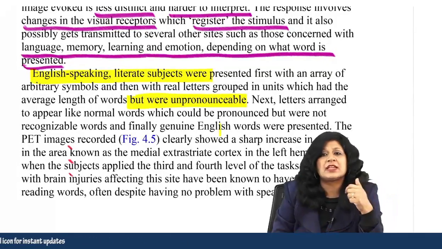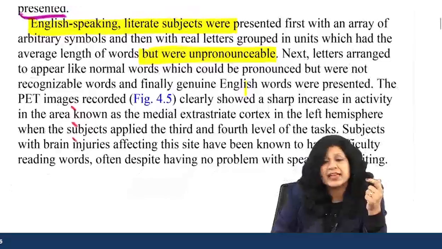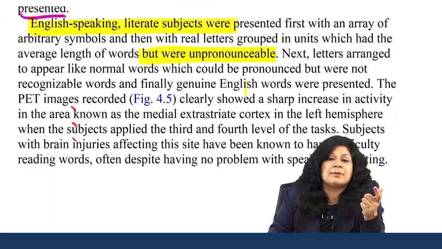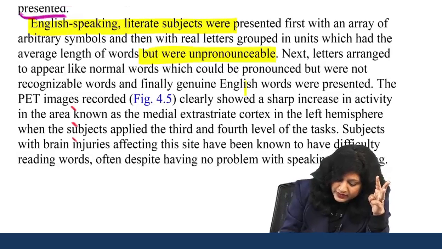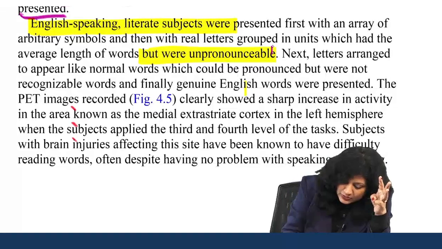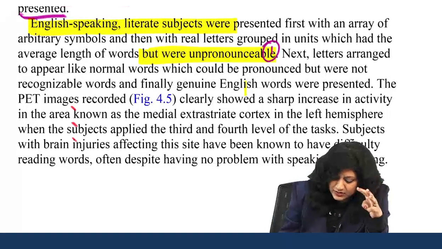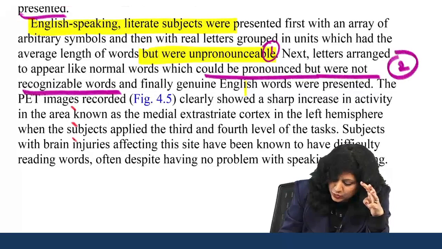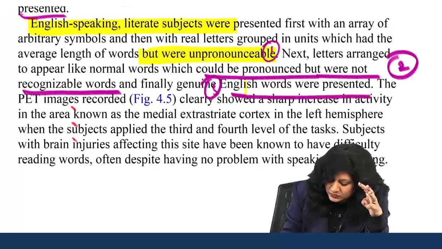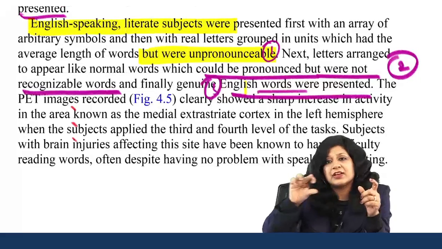So you can say an experiment was done with the people who were English speaking. They were given three sets of words. First, those words which were unpronounceable. Next, the words which were pronounceable but were not recognizable. This was the second group. And third, they were given the genuine English words. So we recorded the PET activity.